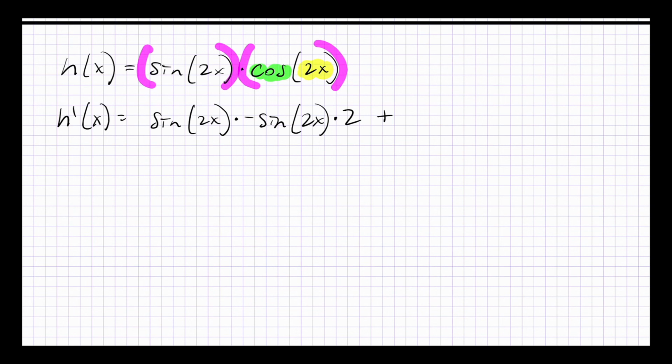Okay. And then the opposite: the second rewritten times the derivative of the first. Well, it's the same thing here. It's got an outside, that's sine. It's got an inside, that's 2x. So the derivative of sine is cosine 2x times the derivative of the inside, which is 2.